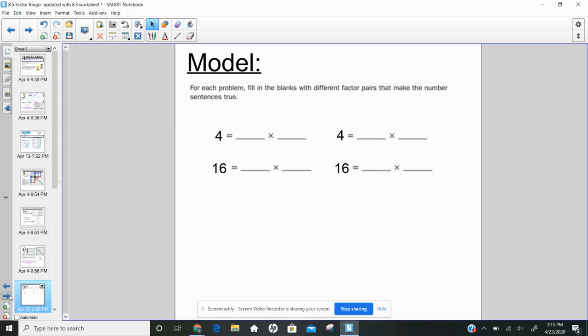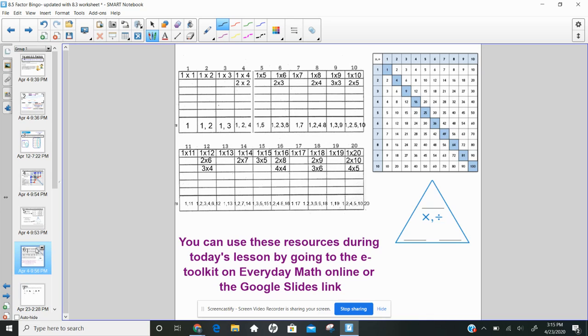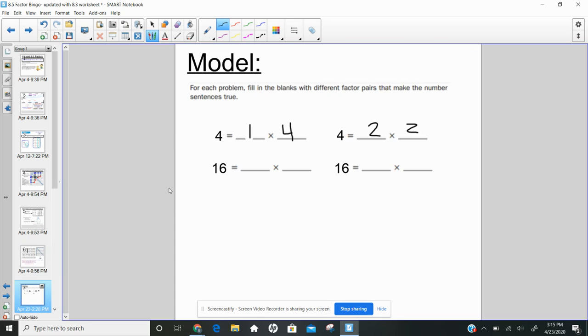So I need to be able to find different fact pairs. It says fill in the blanks with the different factor pairs that make the number sentence true. So I see here 4, and I need to find 2 factor pairs that equal 4. Well, I know for every number, 1 times itself is going to be a factor pair. So 1 times 4 equals 4. But I also know that for 4, 2 times 2 equals 4. And I can even check that by going to one of my resources and finding 4. Oh, 1 times 4 and 2 times 2. Yep, that works.